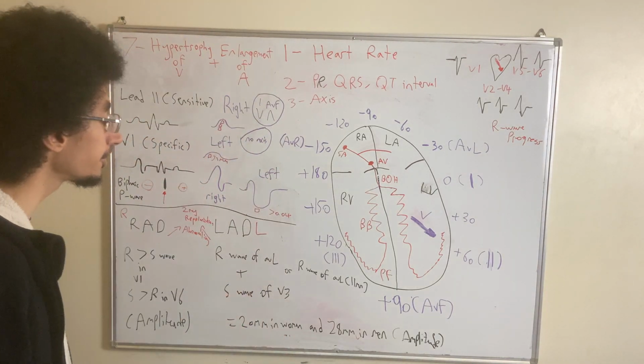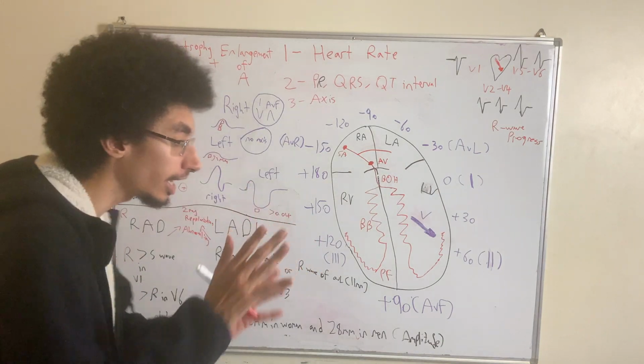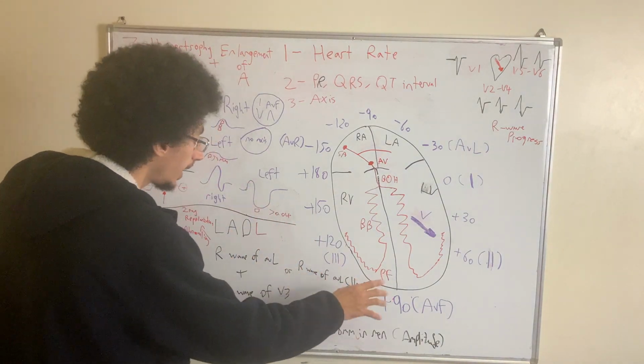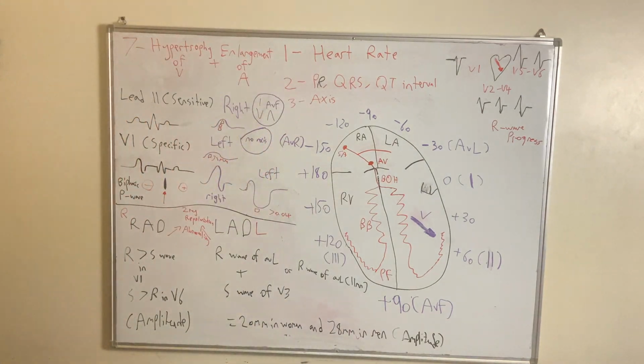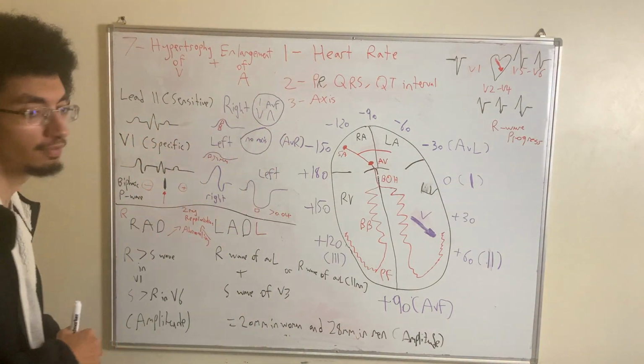I can use this criteria, or I can use additional criteria on its own. The R wave of aVL on its own, if you find it 11 millimeters, that might be another good sign. Excellent? Along with left axis deviation.